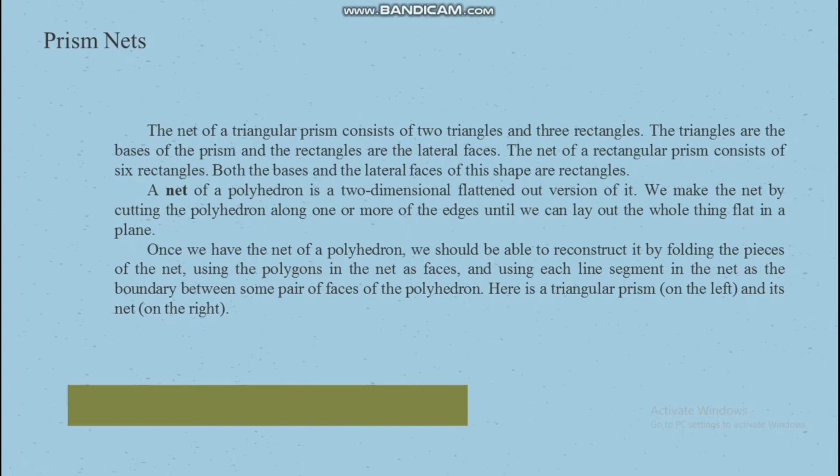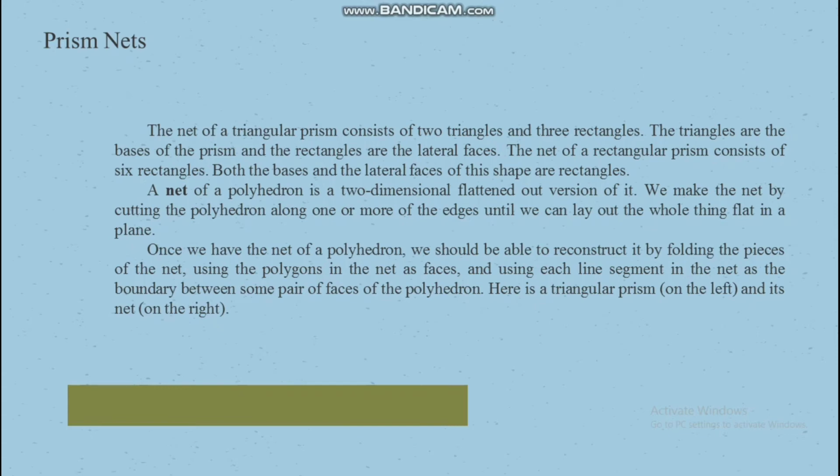A net of a polyhedron is a two-dimensional flattened out version of it. We make the net by cutting the polyhedron along one or more of the edges until we can lay out the whole thing flat in a plane. Once we have the net of a polyhedron, we are able to reconstruct it by folding the pieces of the net, using the polygons in the net as faces, and using each line segment in the net as the boundary between some pair of faces of the polyhedron.